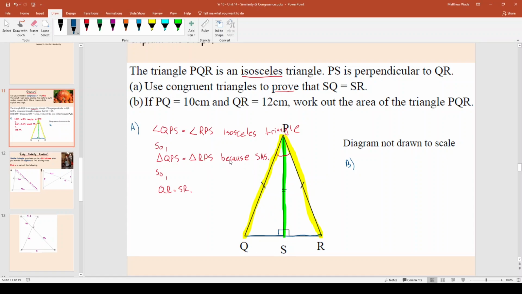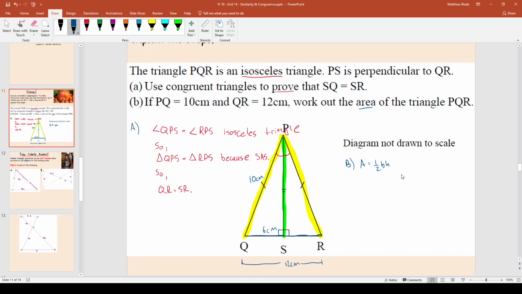Okay, now for part B, it says PQ is 10, so that's this length here. That's 10 centimeters. And QR is 12, so the whole distance is 12 centimeters. But because you just showed that the left one equals the right one, that means this is 6 centimeters. And now it wants us to work out the area of triangle PQR. Well, you guys know for a triangle, it's just going to be a half times base times height. We've got the base, which is 12 all the way across, or 6 for the left-hand triangle if you want to double it. We just need to get the height.